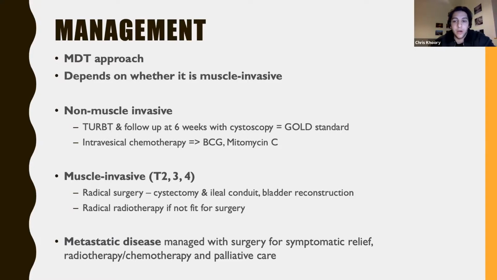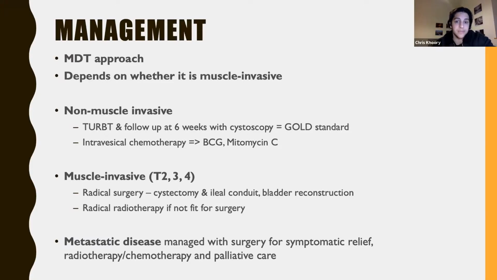BCG used to be used for quite a lot of cancers. The way it works is it recruits immune cells, but there are some side effects such as flu-like symptoms and cystitis. And mitomycin C heavily reduces the risk of recurrence by around 50%, although local inflammation can again cause frequency, urgency, hematuria, or pain. So those are your T1 cancers, the non-muscle invasive ones.